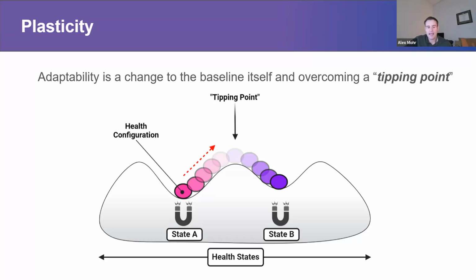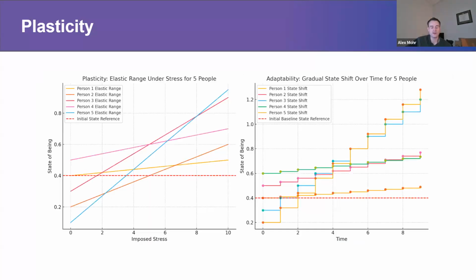If someone doesn't have that same initial state, being able to be very flexible with these different modes of exercise, they may incur some disruption and overcome a tipping point where they can actually shift their health configuration to an entirely new state. So this is really important when we consider response across different individuals. We know that plasticity in particular is highly variable, showing tremendous inter-individual differences. So we can form different elastic ranges for all sorts of people.